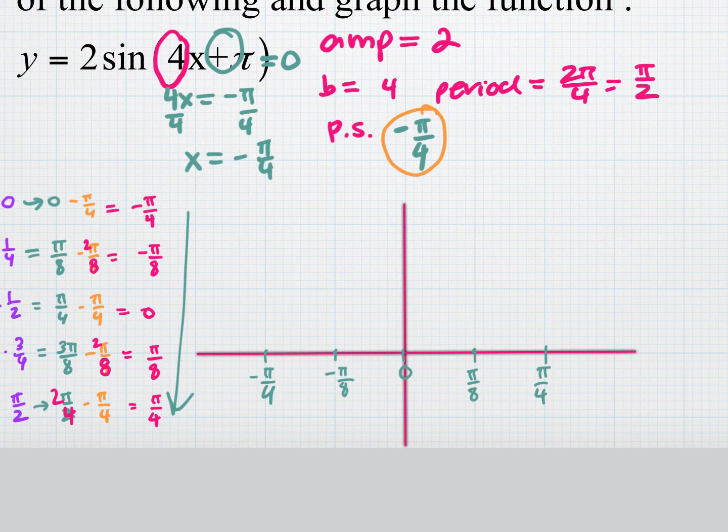My amplitude is 2, so I'm going up 2, and I'm going down 2. Let me make those a little bit more equally spaced. 1, 2, negative 1, negative 2. Now this is sine. Do I start at the amplitude or do I start at the 0? 0, which is here. I go up to the amplitude. I come back down to 0. Negative amplitude, back up to 0.